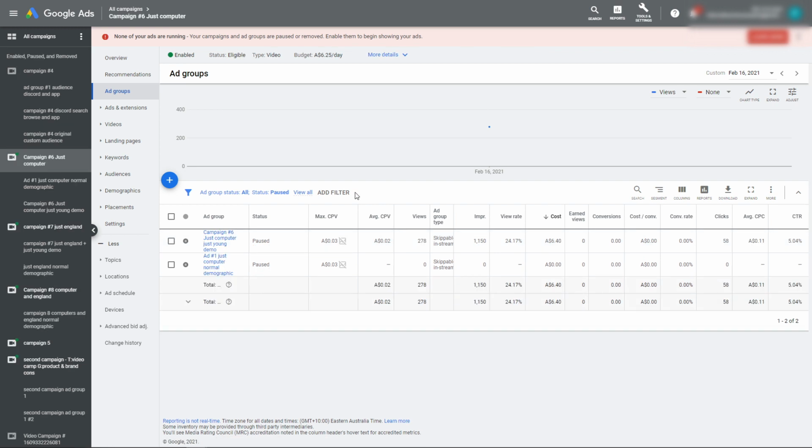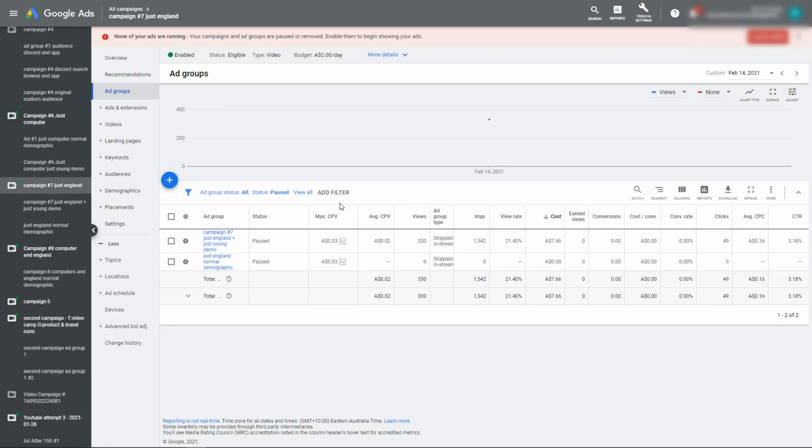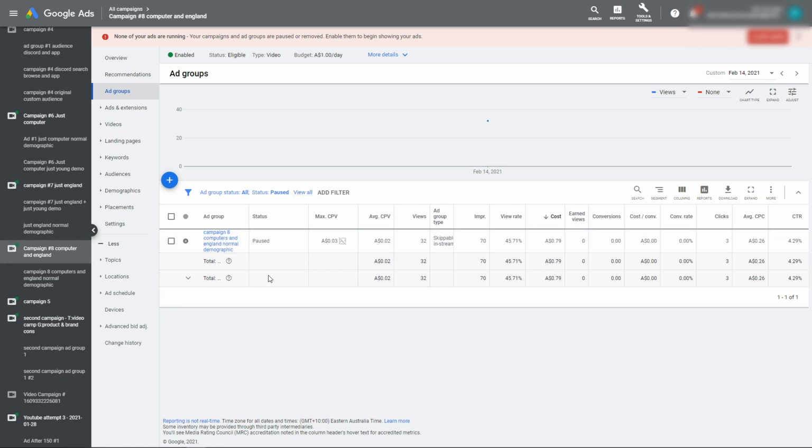When comparing that most effective ad, if we look at my Just Computers ad campaign, where I'm also targeting just the young demographic, we can see that it was close at 11 cents cost per click, but not better than the original ad. If we look at the Just England ad, where I'm also targeting just the young demographic, it was also less efficient than my original ad at 16 cents cost per click. And finally, the Computers and England targeting ad that was mixed together was actually the worst out of them all at 26 cents cost per click.